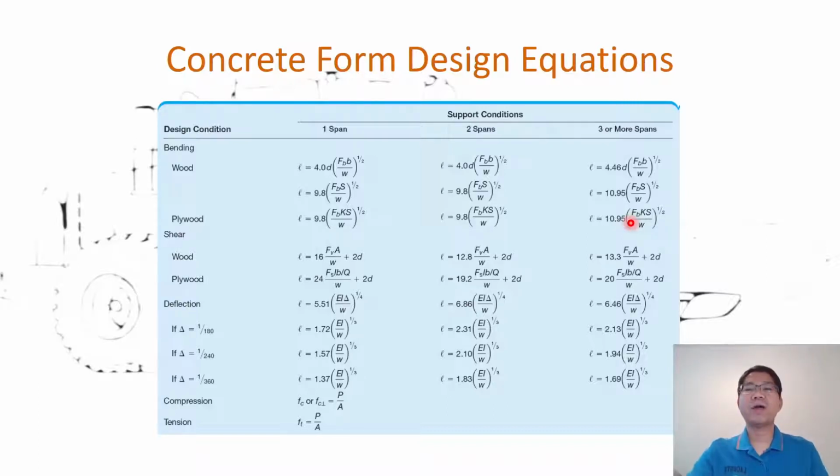If it's lumber products, then you have two equations. It's a similar equation, but with the conversion. I give you an example here. FB stands for the allowable stress for bending. And then B is the width of the members. W is the uniform distributed load on the members.